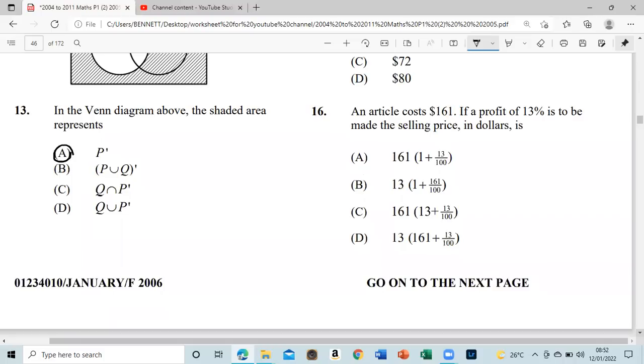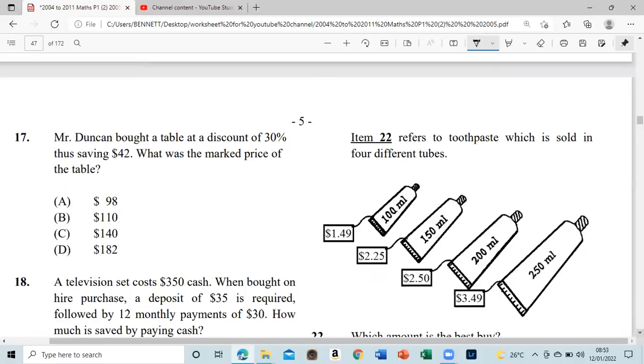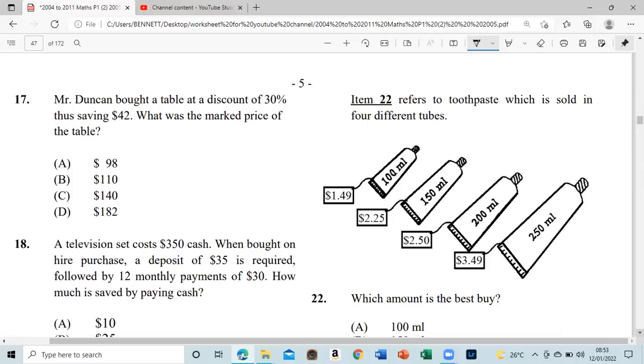An article costs 161. If a profit of 30% is to be made, the selling price in dollars is, so let's see, 161, that's the first price. Okay, so yeah, this will be this 30% increase. All right, I'm not going to spend a lot of time on this one, guys, because I've done this. This is on basically every paper that I've done so far. If you haven't checked out the other 20 videos, please check them out before the exam, all right?